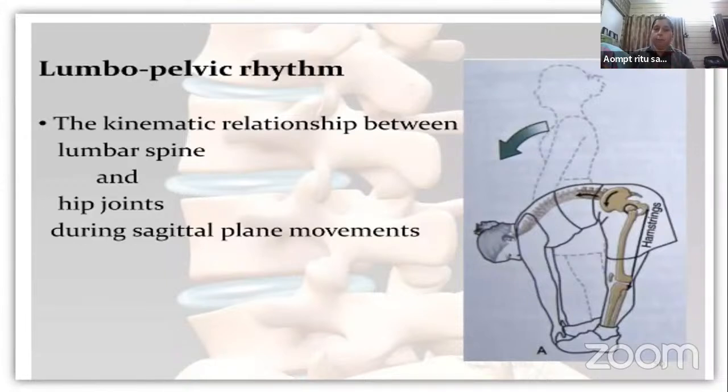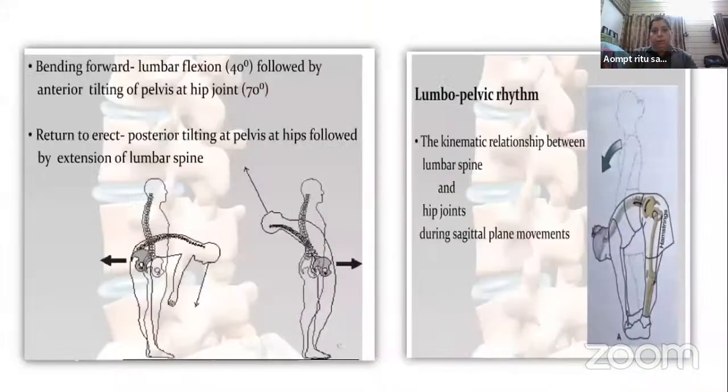So this is the way the lumbopelvic rhythm is very important when we see the kinematic relationship between the lumbar spine as well as the hip joints. And this is bending forward, lumbar flexion followed by anterior tilting of the pelvis at the hip joint. So if we are bending, the pelvis tilts anteriorly at about 70 degrees, and returning to erect is posterior tilting of the pelvis at the hips followed by extension of the lumbar spine.